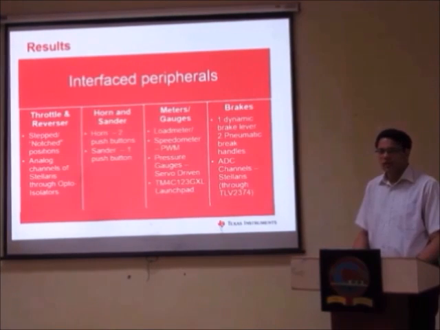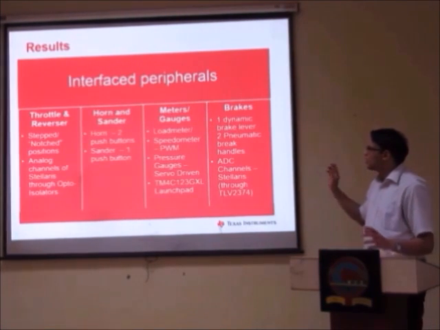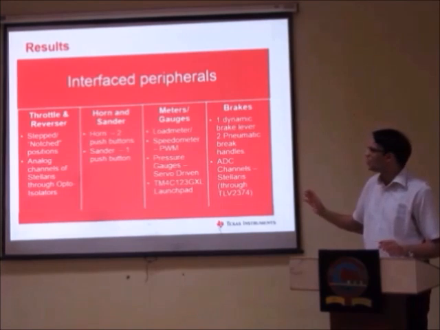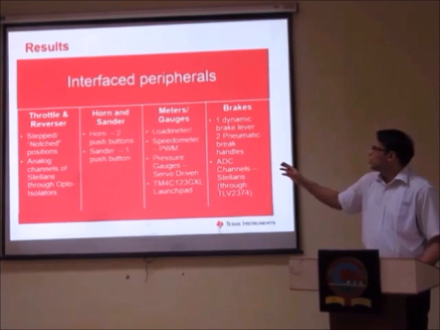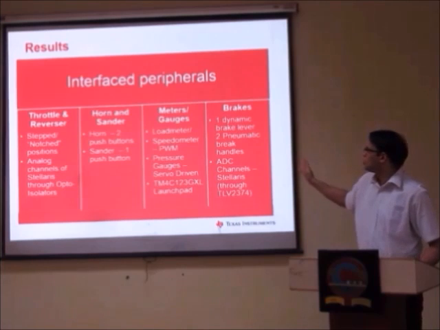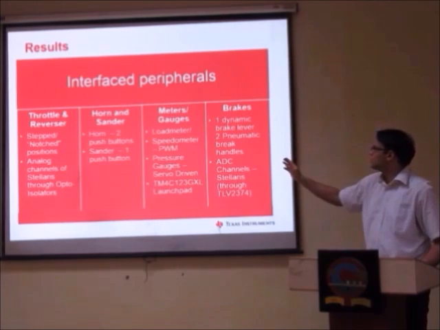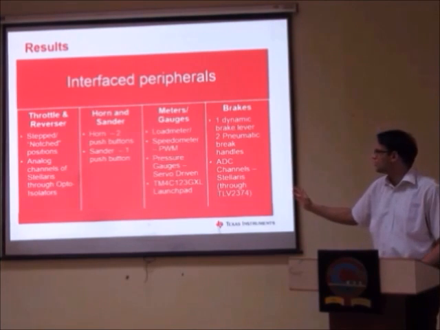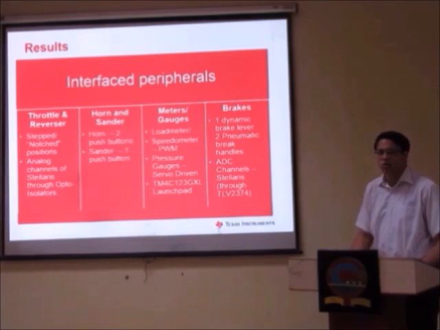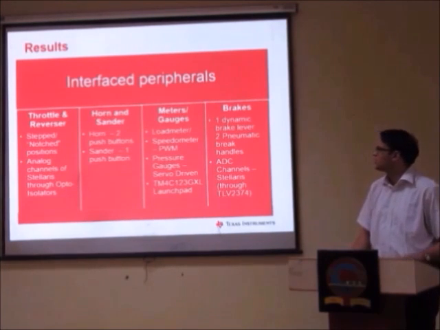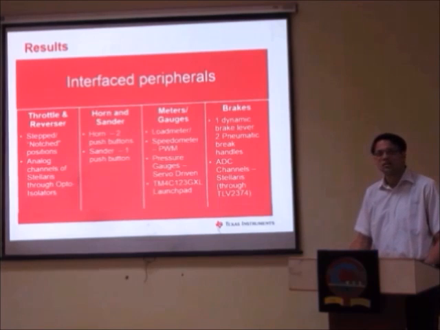This table summarizes the controls that we have interfaced with an Alco control stack. These include throttle and reverser handle, horn, sander, and brakes on the input part, and meters and gauges, load meter, speedometer, and pressure gauges on the output. We can extend it to other diesel and electric locomotives with minor modifications in their design.